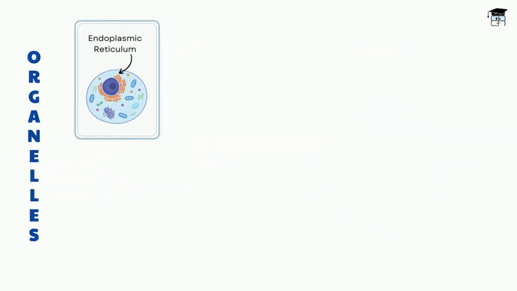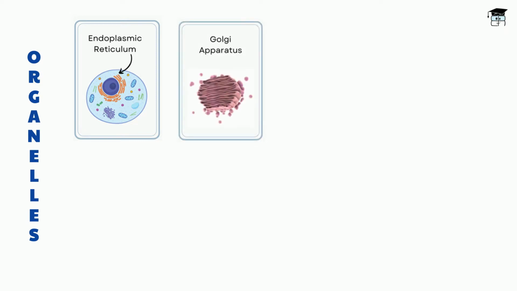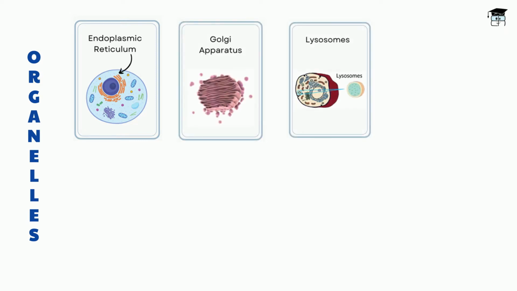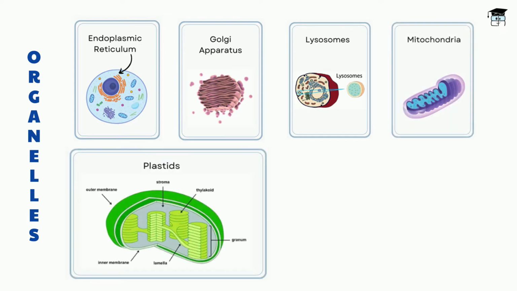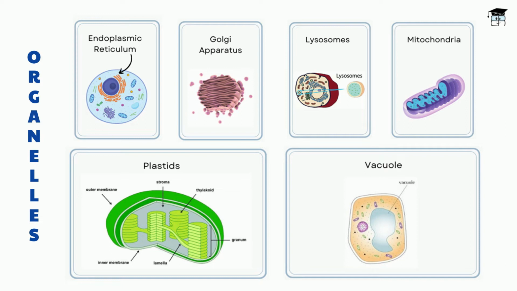Some of the organelles we are going to study are endoplasmic reticulum, Golgi apparatus, lysosomes, mitochondria, plastids, vacuoles. Let's understand them one by one.